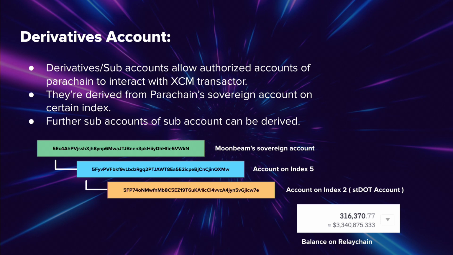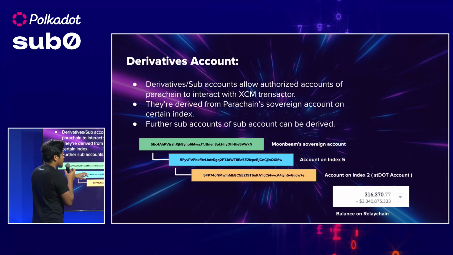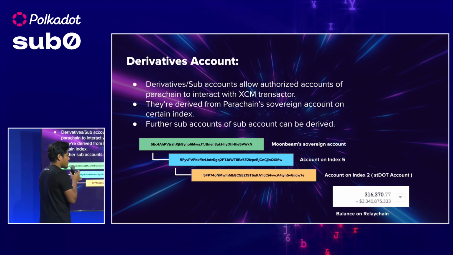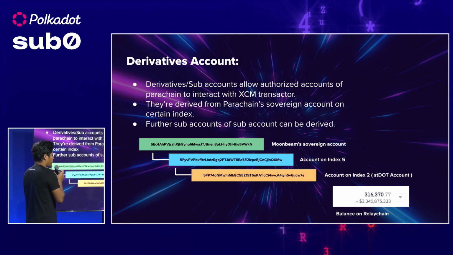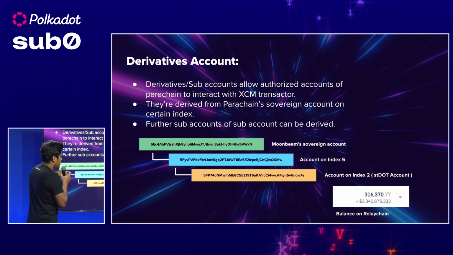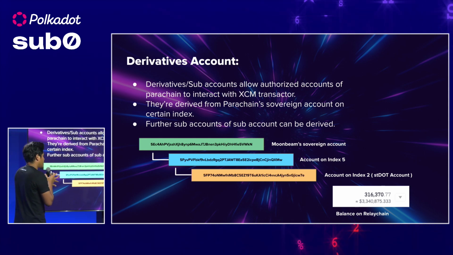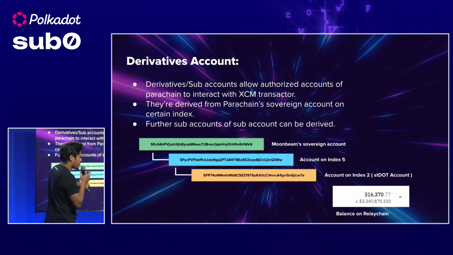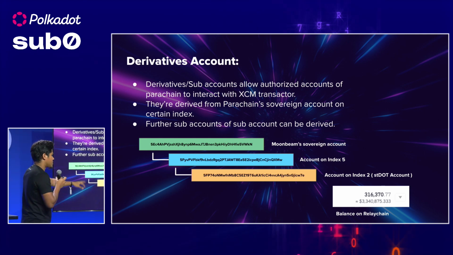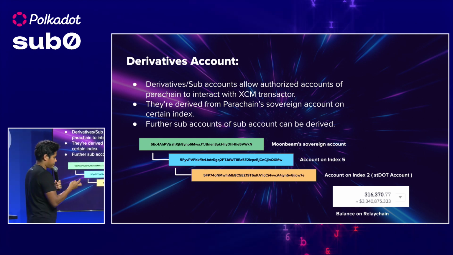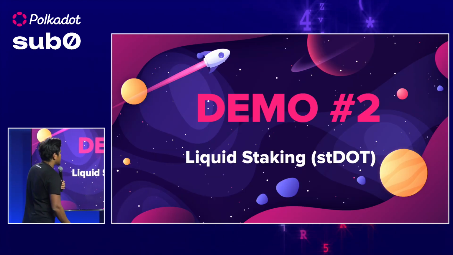Derived from the sovereign account, having their own certain index, like ours is index 5. So from the Moonbeam sovereign account, this is our controller account, and these are basically the derivative accounts, right? Which are all derived from each other. So yeah.